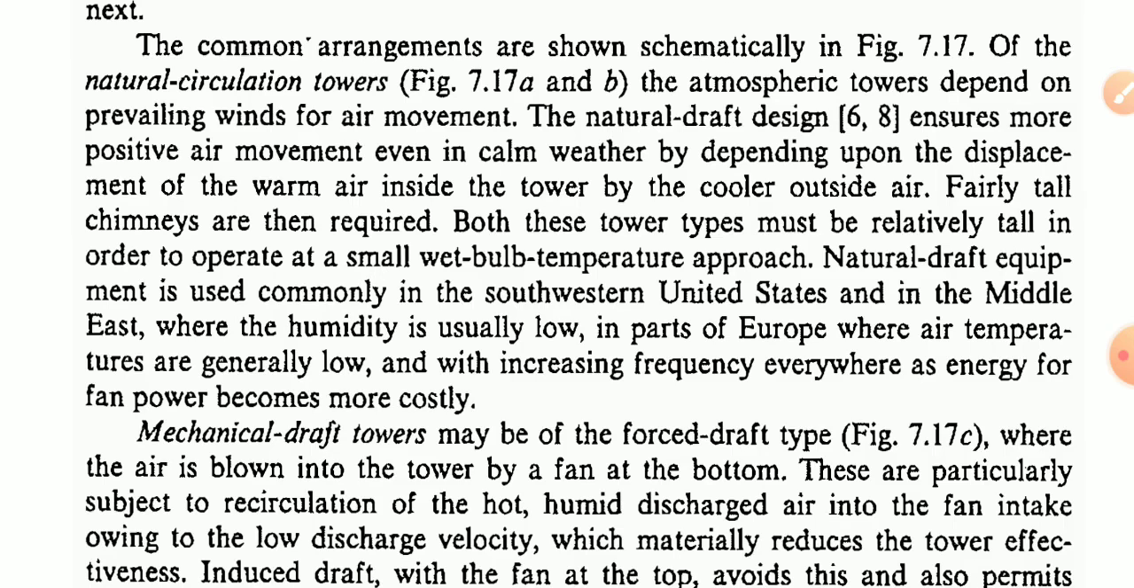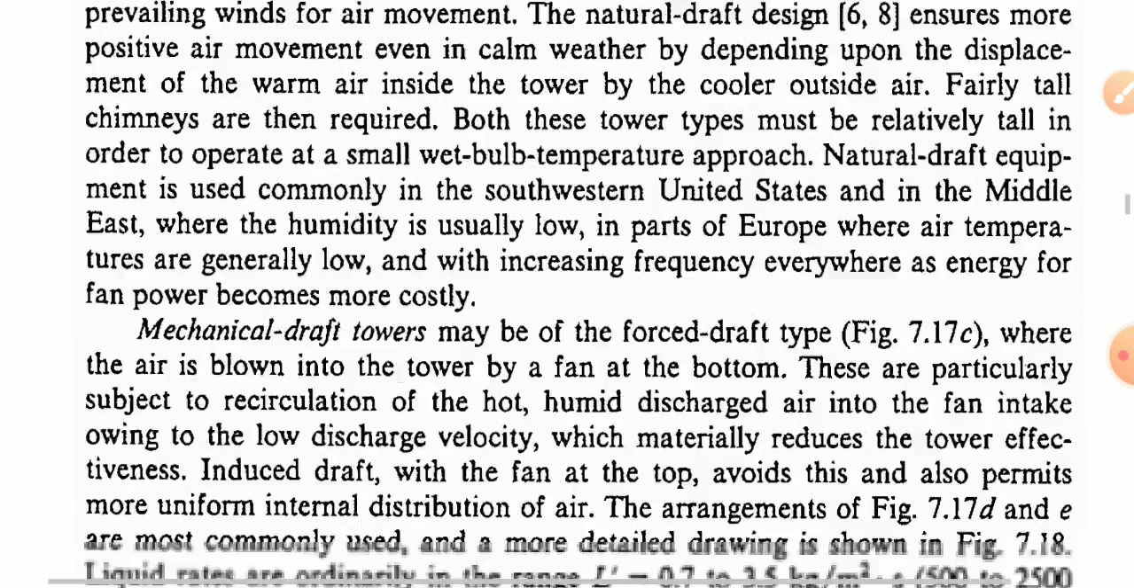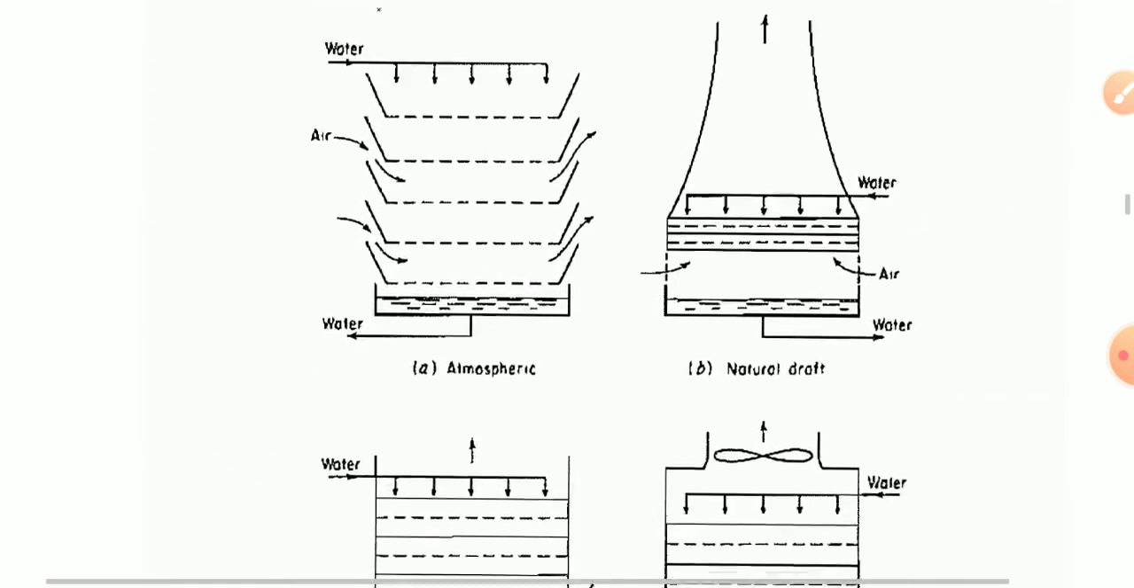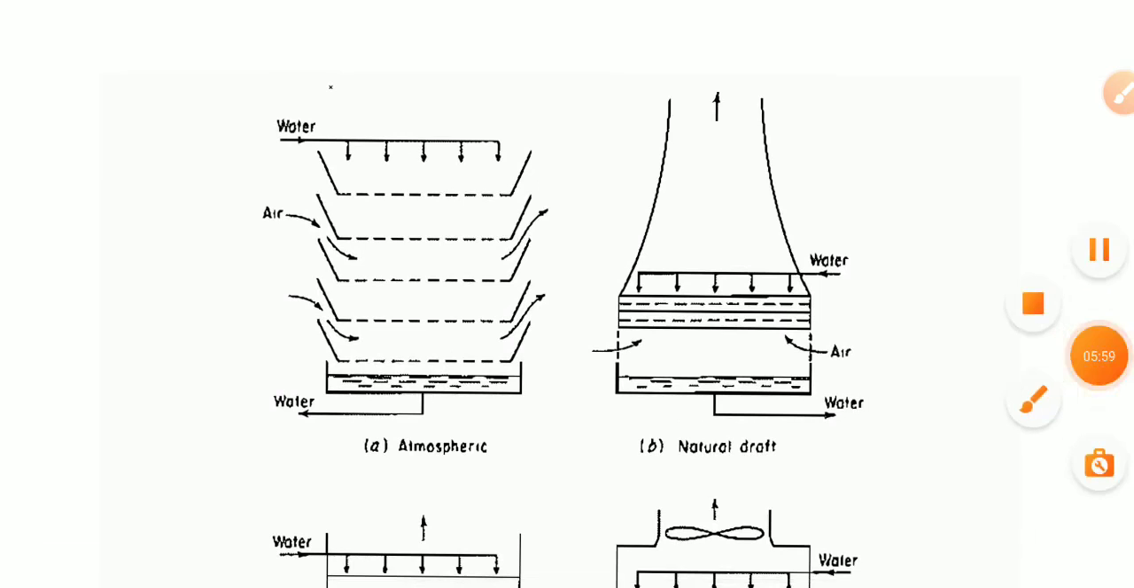Natural draft equipment is used commonly in the southwestern United States and the Middle East, where the humidity is usually low, in parts of Europe where air temperatures are generally low, and with increasing frequency everywhere as the energy for fan power becomes more costly. On this basis, first of all, show the figure and draw it. Now we complete the discussion.